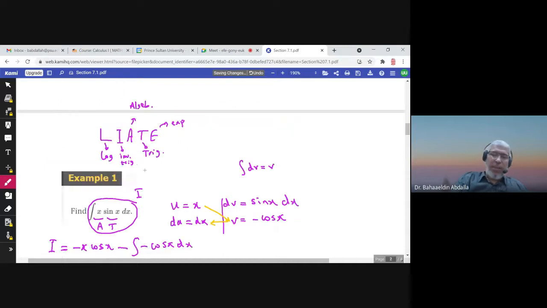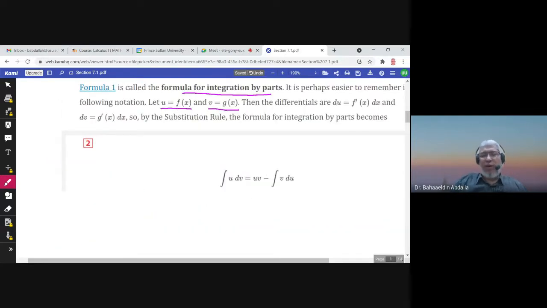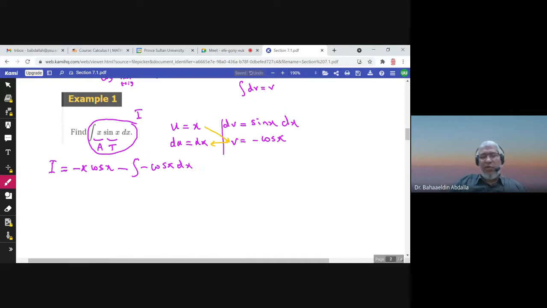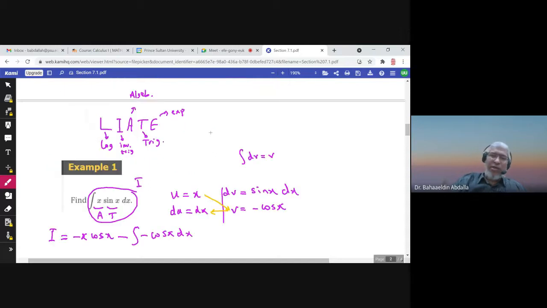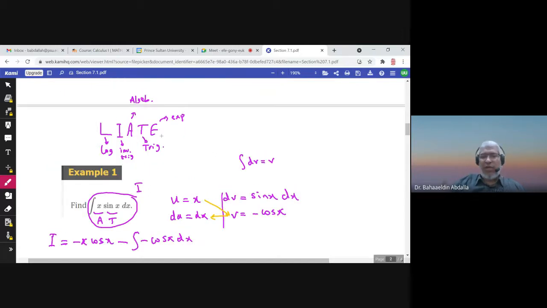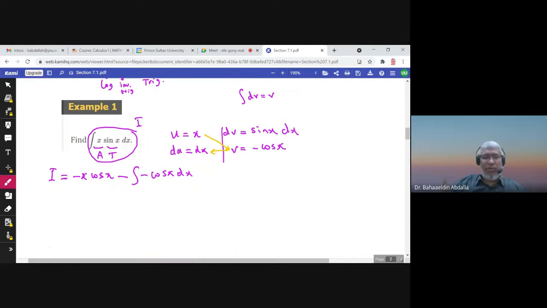So notice that this method, integration by parts, doesn't solve the integral immediately. Rather, it changes the integral to a simpler integral. Usually, the new integral should be easier to integrate. If it is not easier, then there is a problem in the choice of u and dv. But if you follow this formula, LIATE, you will not have this problem.